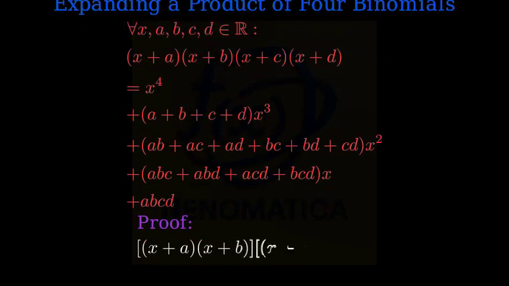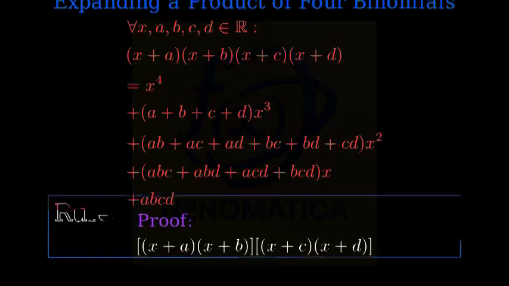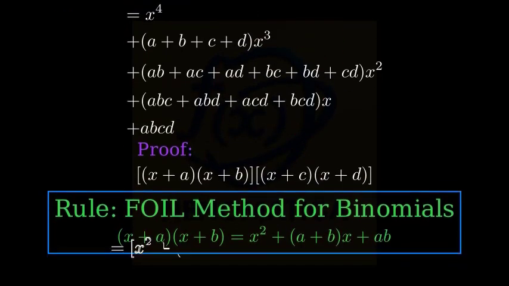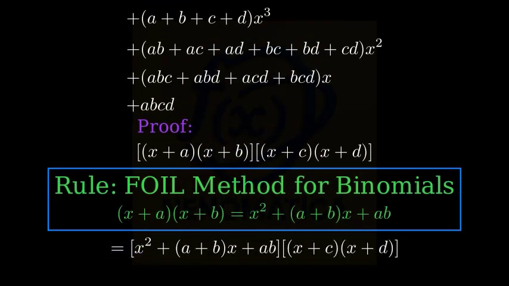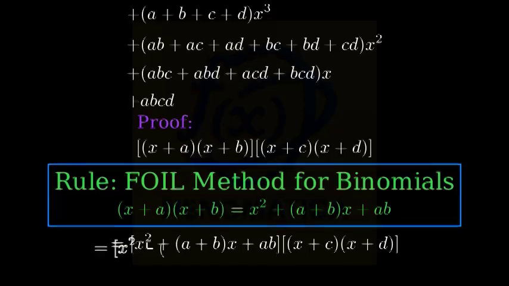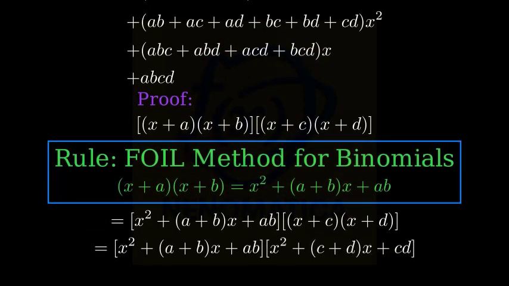Now let's begin our proof. We'll expand this step by step. First, let's rewrite the product by grouping the first 2 binomials and the last 2 binomials. Now let's expand the first group, (x plus a)(x plus b). Using the distributive property, we get x squared plus (a plus b) times x plus a times b. Similarly, we expand the second group, (x plus c)(x plus d). Again, using the distributive property, we get x squared plus (c plus d) times x plus c times d.